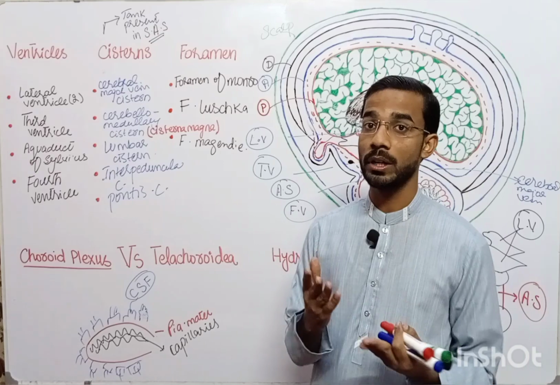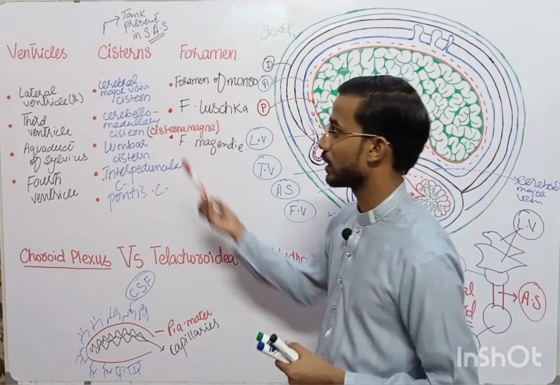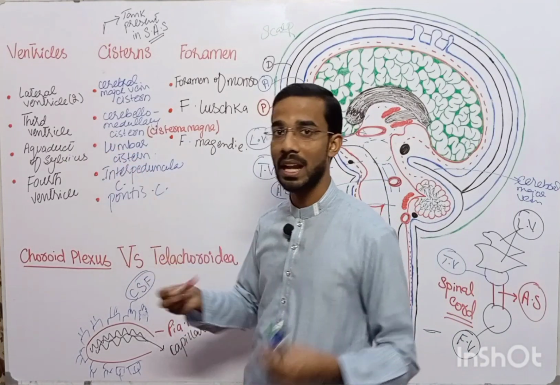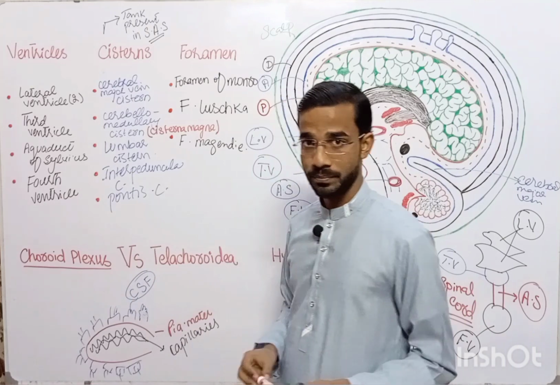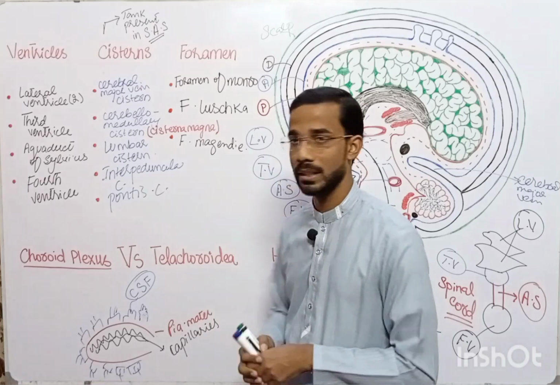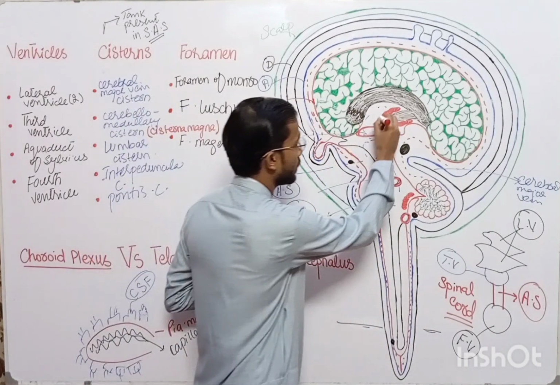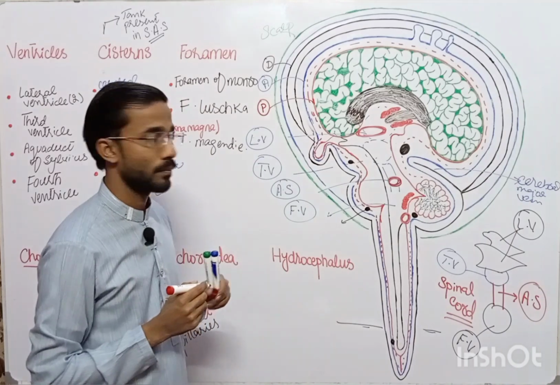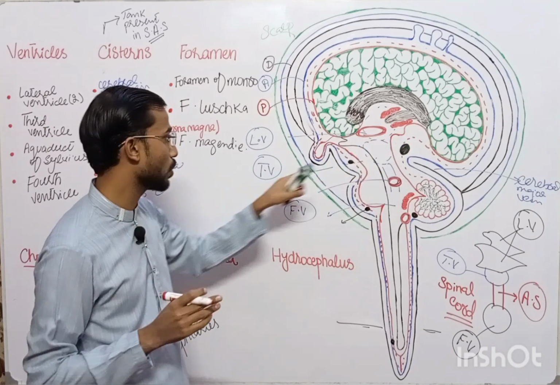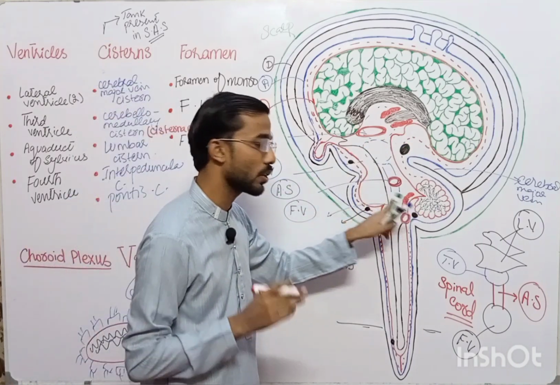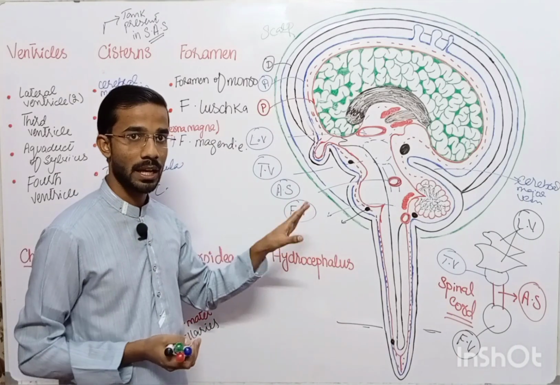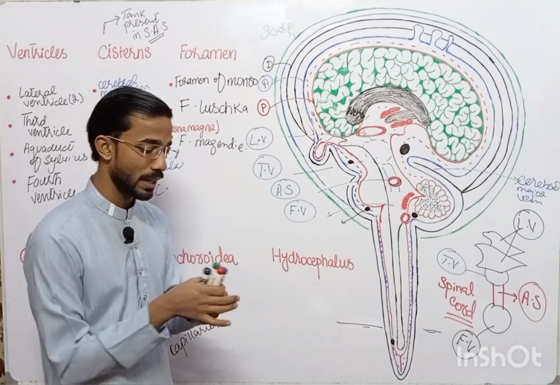Next, 3 choroid plexuses are present in 3 ventricles. Lateral ventricle has its own choroid plexus, third ventricle has its own, and fourth ventricle has its own choroid plexus. So here you can see the choroid plexus of the lateral ventricle, next the choroid plexus of the third ventricle, and last the choroid plexus of the fourth ventricle. So these choroid plexuses are involved in the formation of cerebrospinal fluid.